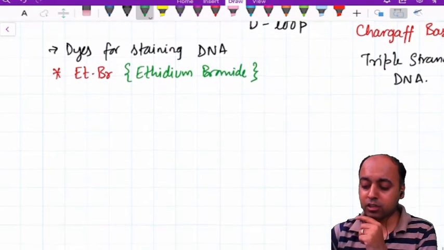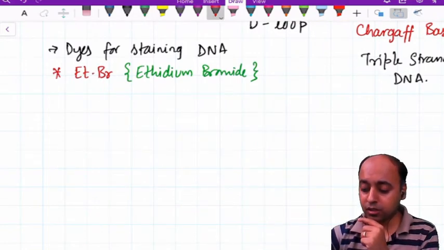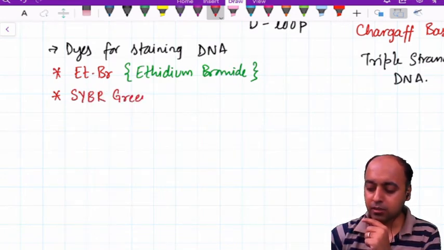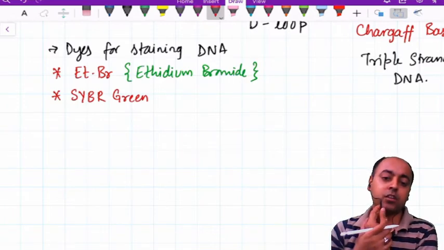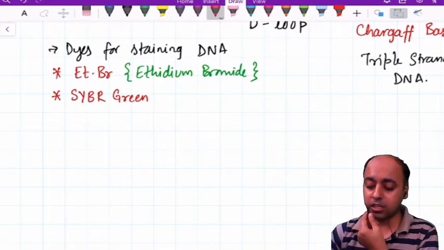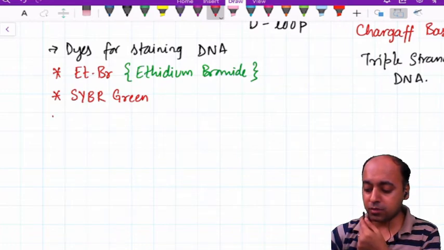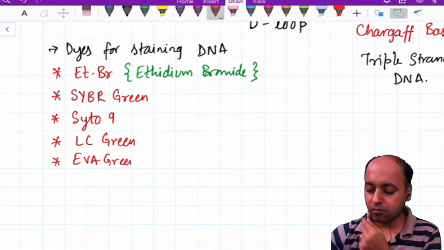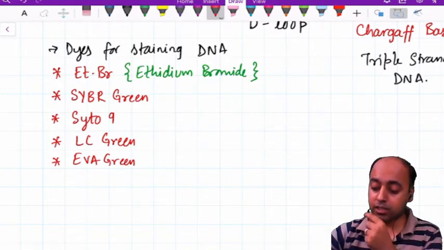However, wherever the resources are not a crunch, we are moving from EtBr to SYBR green, particularly for the DNA. We're talking about the DNA. From EtBr, we move to the SYBR green. The various other dyes which may be used are cyanine, LC green, EvaGreen. Alright, so these are the newer dyes which are being used.